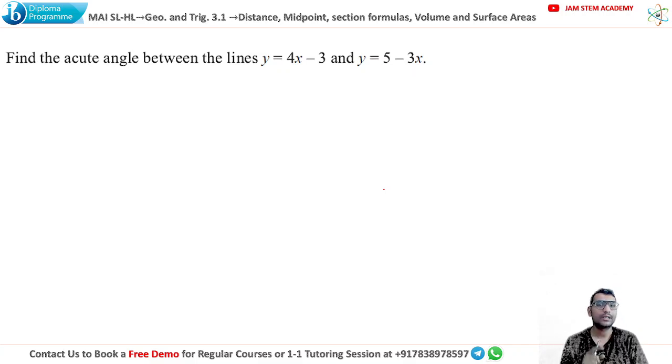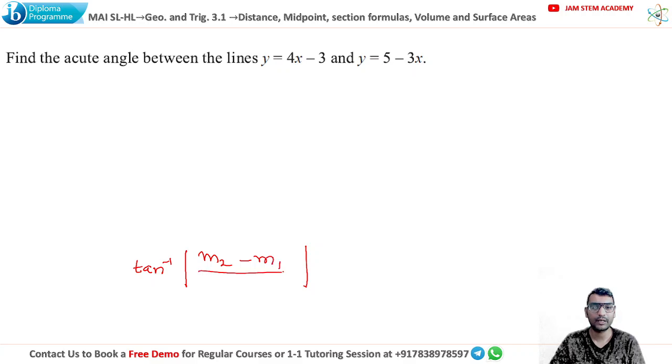So if there is, find the acute angle between these two lines, y equals to 4x minus 3 and y is equal to 5 minus 3x. So first of all, we need to find the slope of these lines, because the formula for finding the angle between two lines is already given in your handbook. You can use that, which is given by tan inverse, taking the modulus for finding acute angle, m2 minus m1 over 1 plus m1 m2. I will use this. Okay.